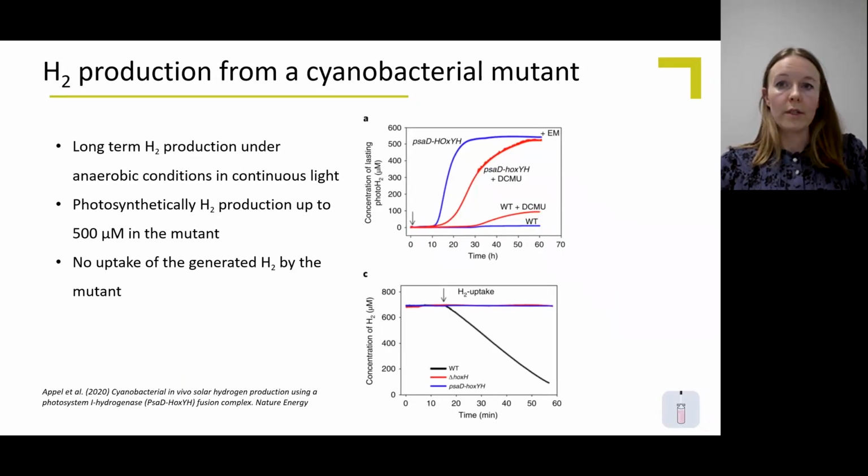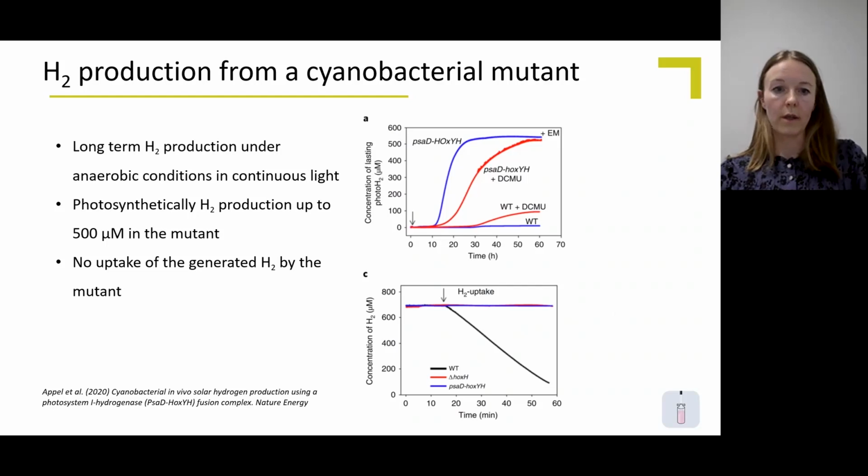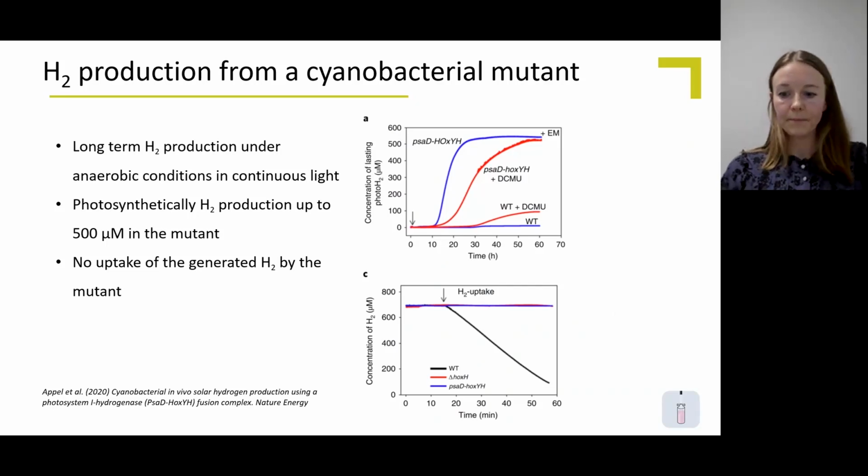Here you can see the hydrogen data showing that the cyanobacterial mutant produced up to 500 micromolar hydrogen under anaerobic conditions in continuous light. The authors could also show that the hydrogen produced was not taken up again and consumed in the bacteria, which was the case for the wild type. So they could really show a sustained hydrogen production in the bacteria.